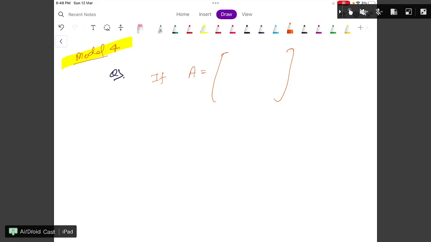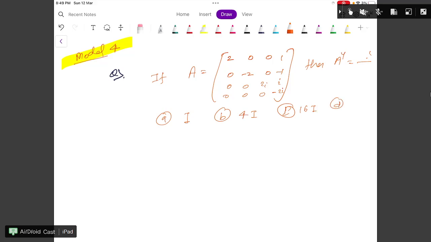Suppose the elements of the given matrix are 2 0 0 1, 2 0 0 1 0 minus 2 0, minus 2 0 minus 1 0 0 2i 0 0 2i, then 0 0 0 minus 2i. It is asking A to the power 4 is equal to how much, and the given options are: option A is identity matrix I, option B is 4I, option C is 16I, option D is 64I. So this is the given matrix.